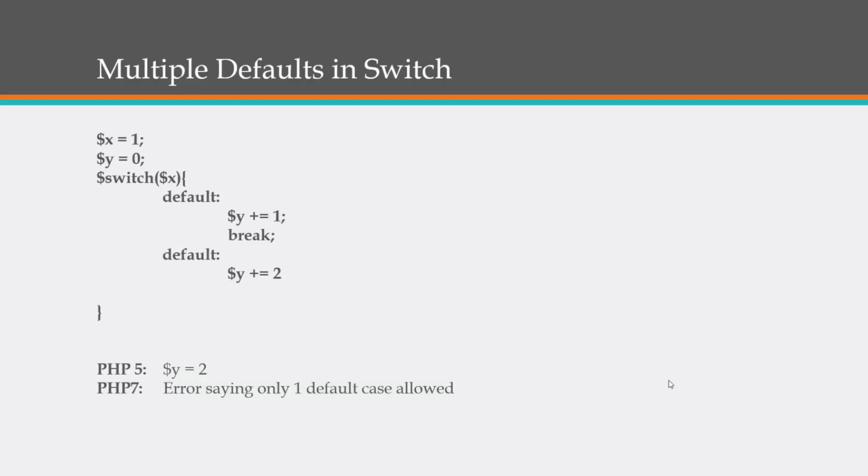Another thing that has been fixed is multiple defaults in a switch. If we look at this statement here, you can see that the switch has two default cases. In PHP 5, this would have run this one and then this one, so y would have equaled 2. In PHP 7, we're going to get an error that says only one default case is allowed, which is what we should want.